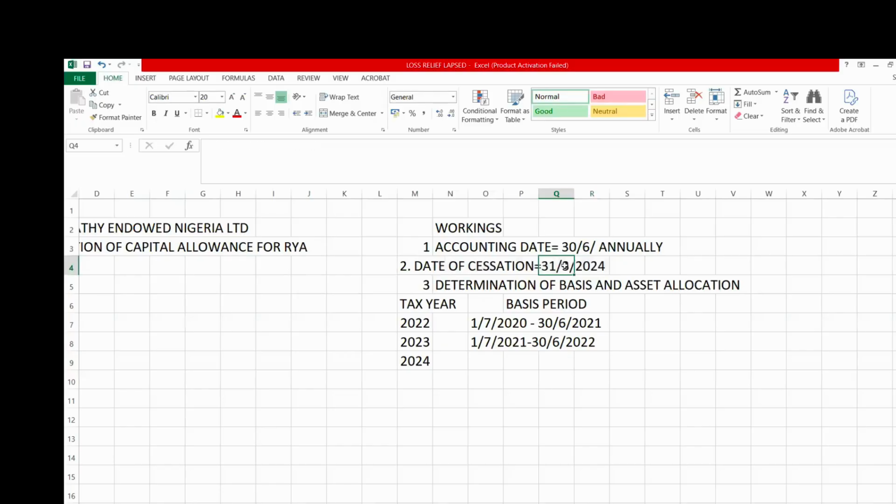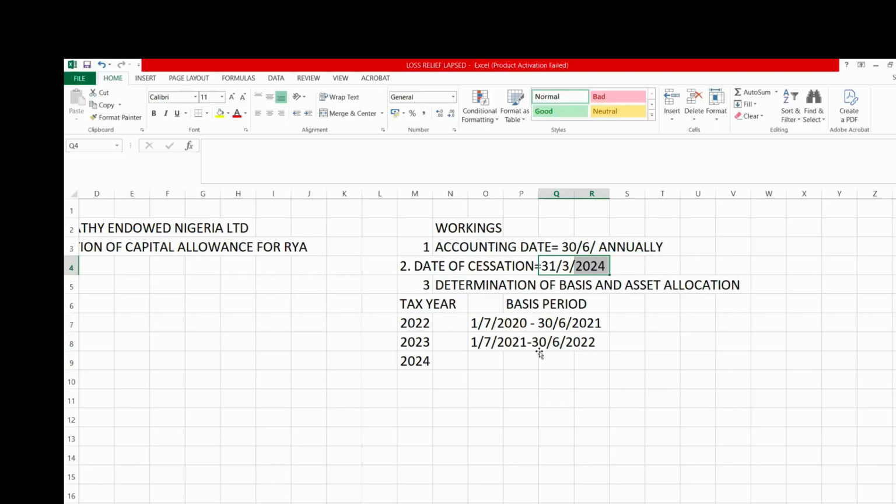When you add 6 months to 31/3/2024, which year is it going to give us? What date is it going to give us? I want to add 6 months to 31 March 2024. What date do I have? It will be 30th September 2024. Still the same year.